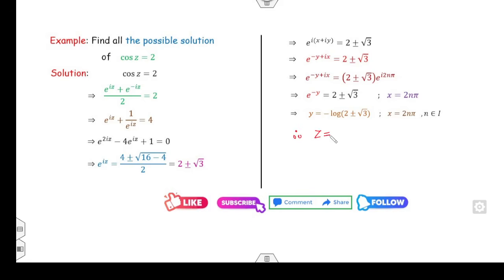Therefore, your solution x plus iota y: I can substitute the value of x plus iota y. y is minus log of 2 plus minus root 3. And that is the answer of this problem.